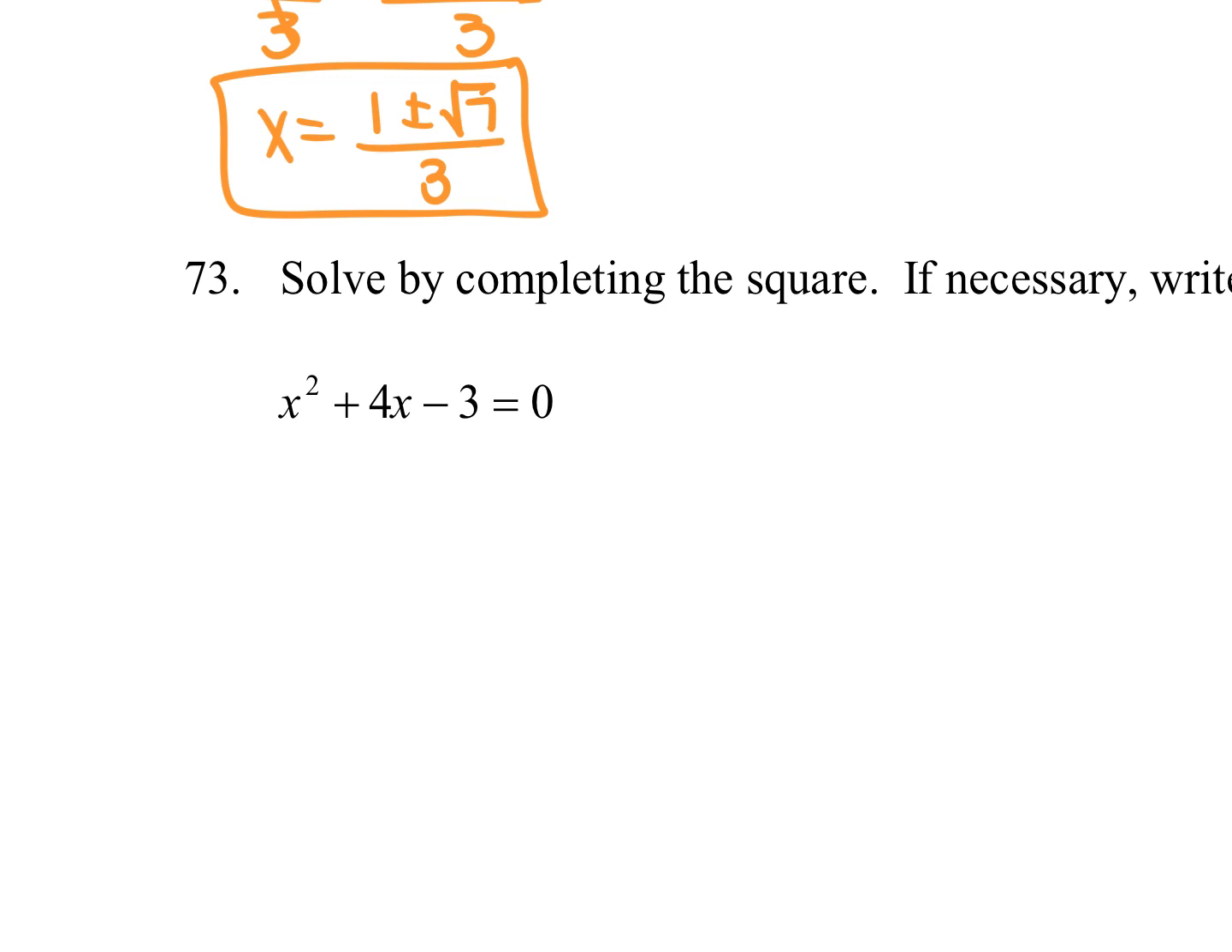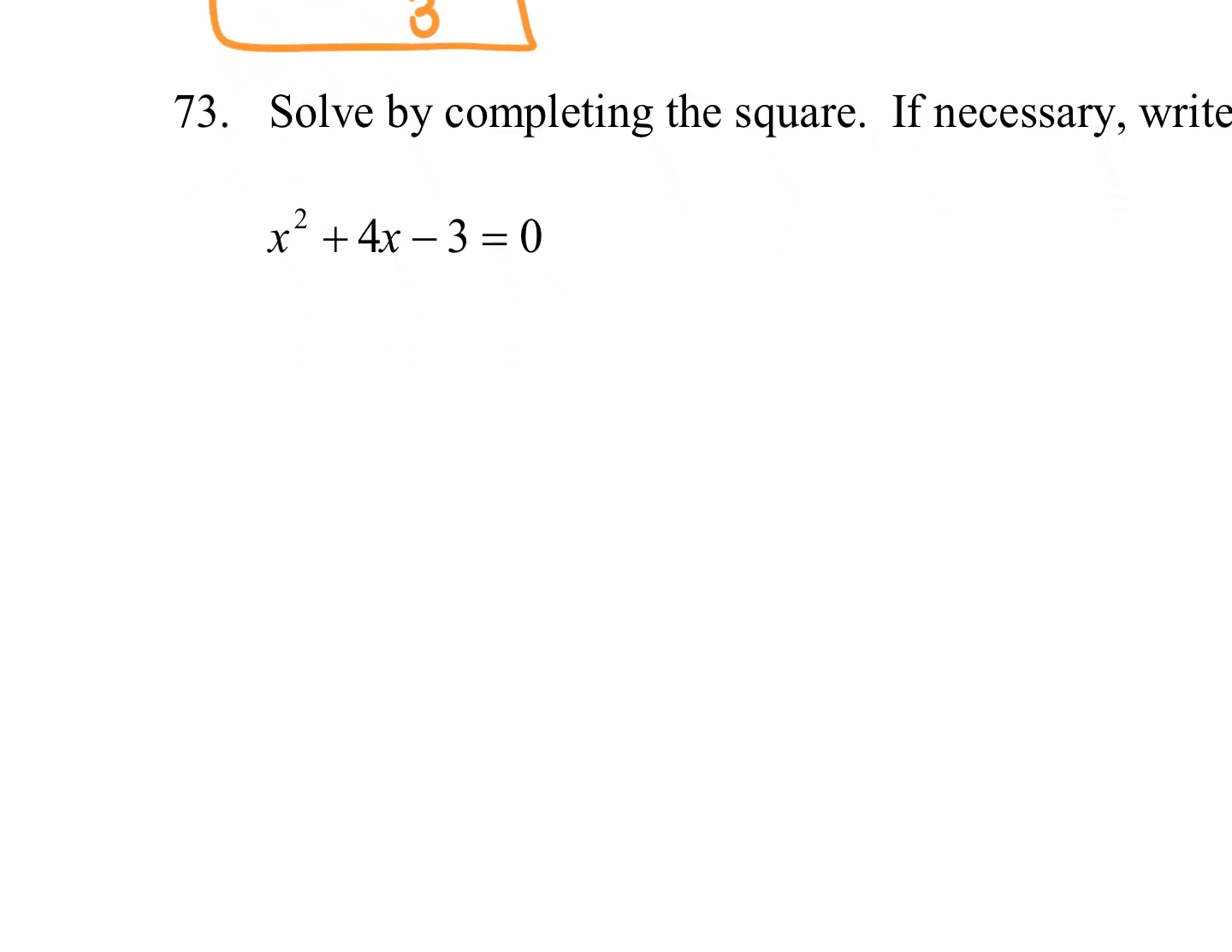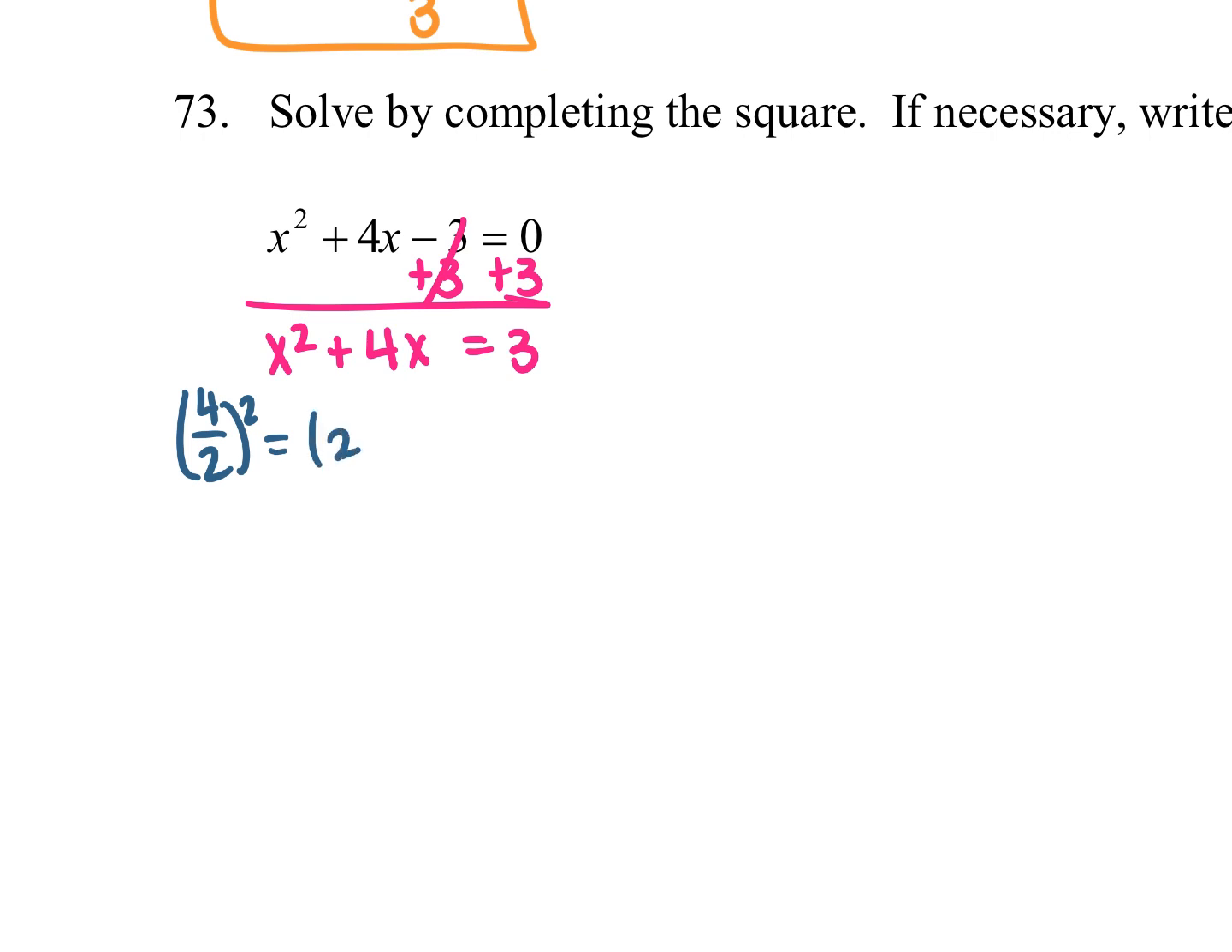For 73, you're completing the square in order to solve. For this one, we want our constant to be moved over. So we're moving the 3 over first. We have x squared plus 4x is equal to 3. You are going to take b, divide it by 2, and square it. That gives you 2 squared, which is 4. That 4 is going to get added to both sides of your equation. So you have x squared plus 4x plus 4 is equal to 3 plus 4.